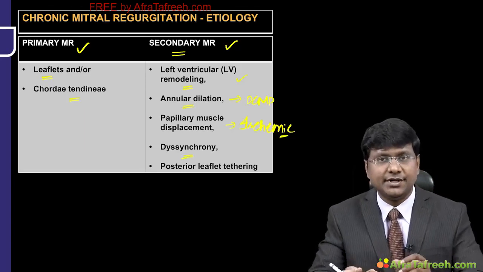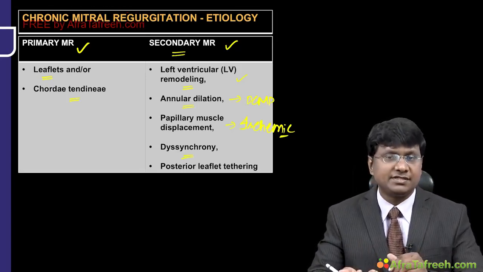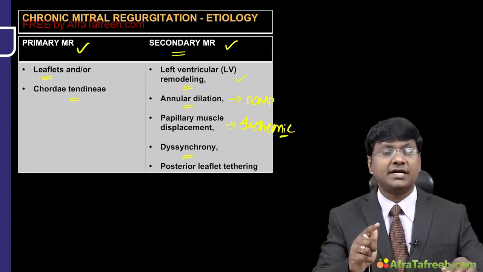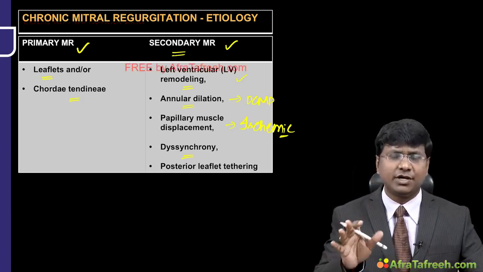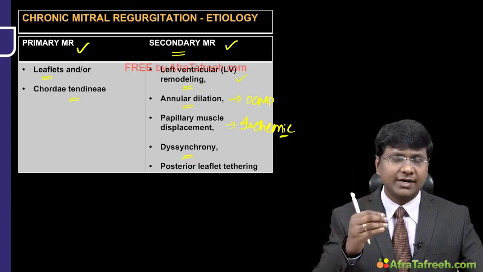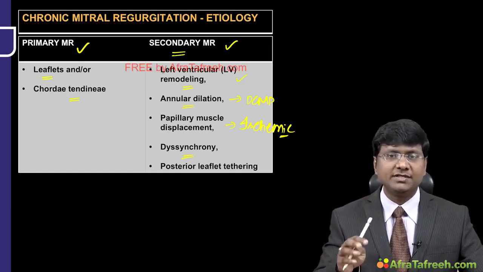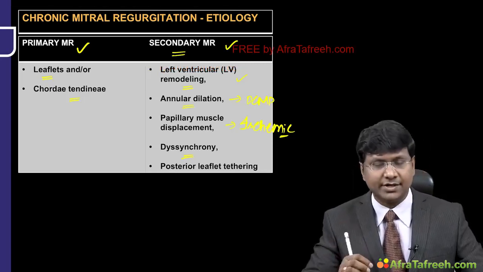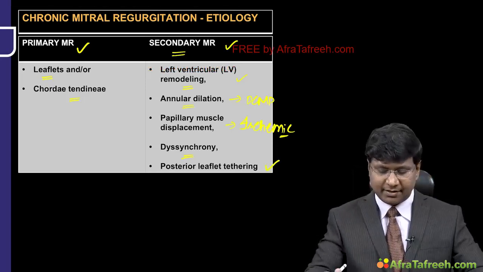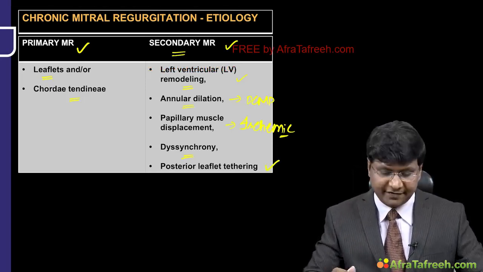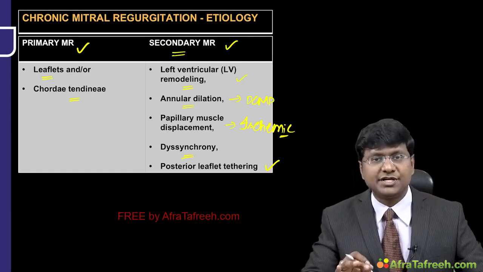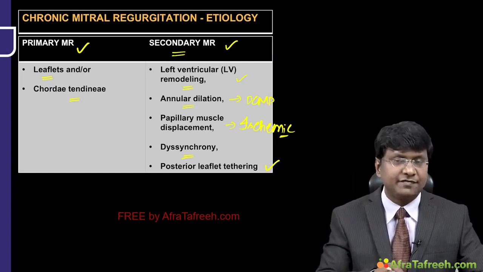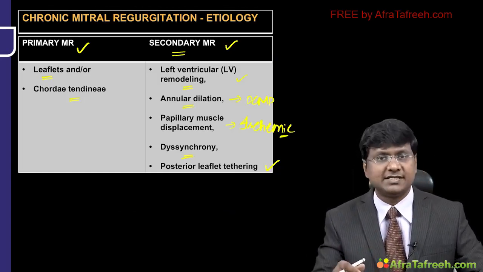Next is dyssynchrony. If there is interventricular dyssynchrony in dilated cardiomyopathy, that can also contribute to the development of MR, and that will be secondary MR. Dyssynchrony means what? Normally both ventricles contract simultaneously, but dyssynchrony means the left ventricular and right ventricular contractions are not simultaneous. The other cause of secondary MR is posterior leaflet tethering. Now, we have discussed the pathology for primary MR as well as secondary MR.